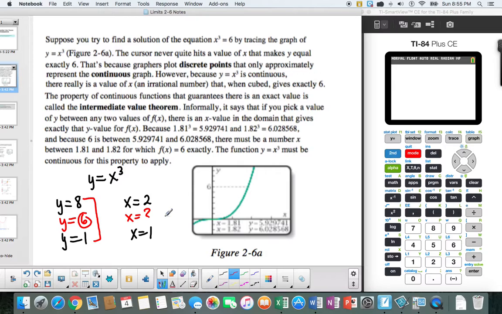So the intermediate value theorem says, yes, there'll be an x between 2 and 1 that'll go with this y value of 6. And according to the discussion right here, it looks like it's between 1.81 and 1.82. One of the reasons why we can get this value is because this is a continuous function and not a set of discrete points. So we know that as x goes from 1 to 2, it must take all the values from 1 to 8, and at one point it should have 6 as well.